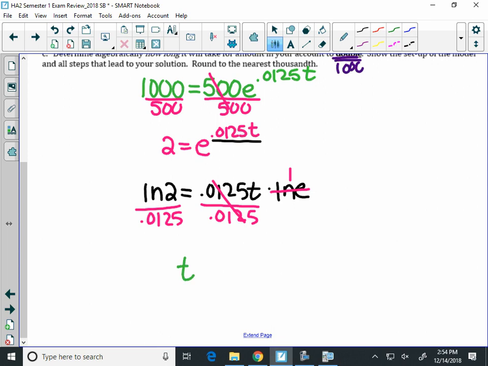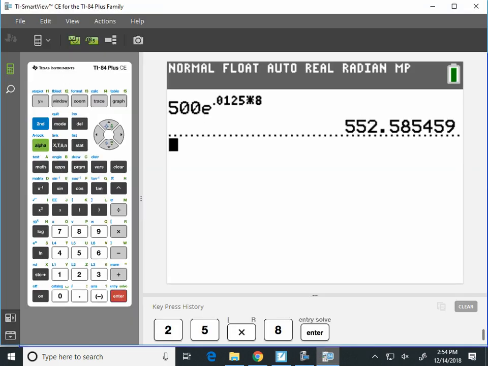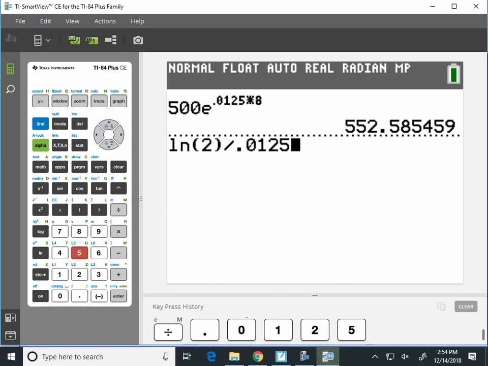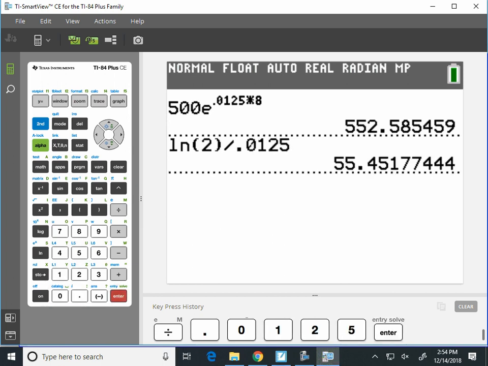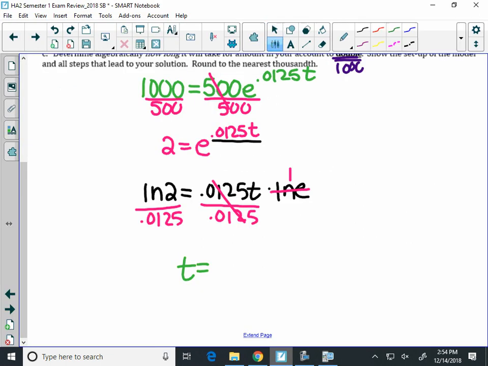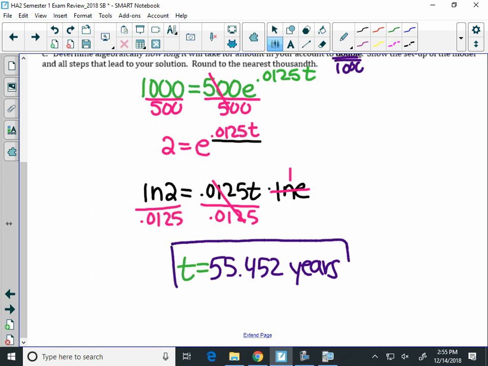So we'll get our time equals, and we'll use our calculator here. The natural log of 2 divided by 0.0125. It tells you that it's going to take over 55 years for that amount to double. So it would be 55.452 years. Oh my goodness, you'll be almost 70 at that point, if not over 70 years old. So you don't want to wait till you're 70 to have enough money to buy your phone.